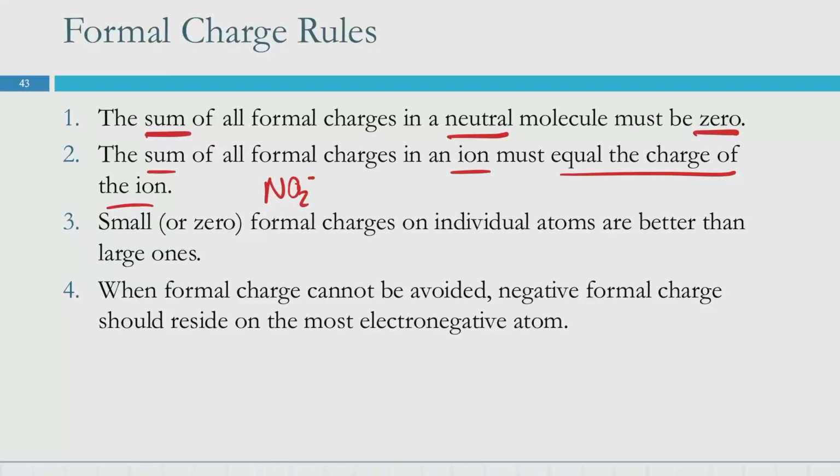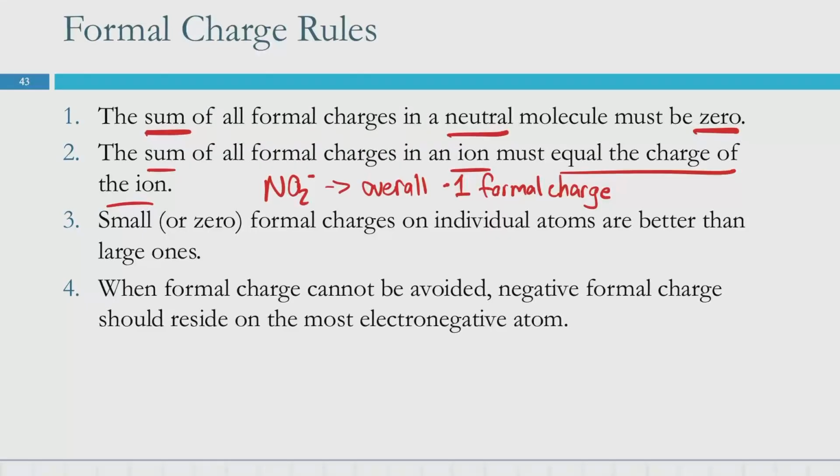So NO2 minus, for example, should have an overall -1 formal charge. Small or 0 formal charges are better. So our goal when we're doing formal charge is to minimize the formal charges, make them as small as possible.